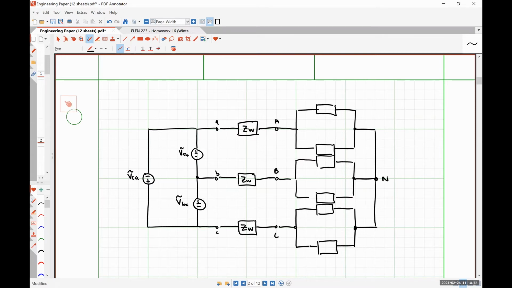Here is my neutral. Let's call this guy ZY1, and this other guy ZY2. So there's a picture of what's going on. Now let's circle back around and see what numbers we're given.